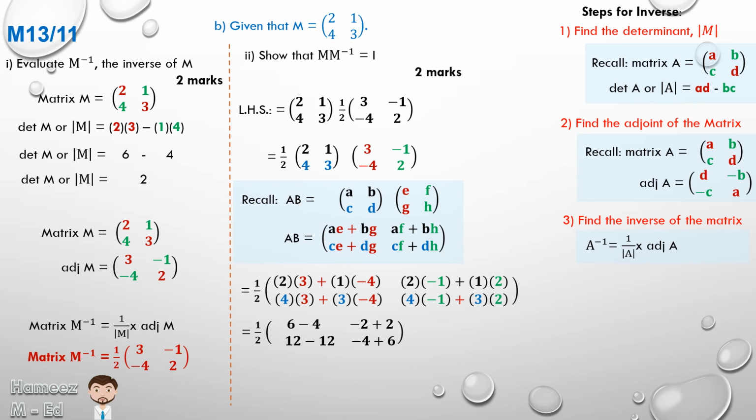And then 4 3s are 12, plus 3 by minus 4 is minus 12. And 4 by minus 1 is minus 4, plus 3 2s are 6. And if we simplify, 2 3s are 6, minus 4, minus 2, plus 2.